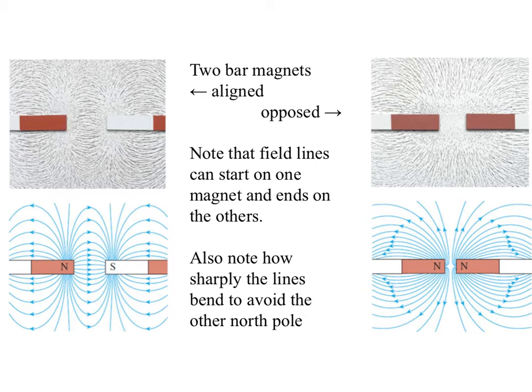Notice that the north lines can leave the North Pole and go back to their own South Pole, but they can actually also go from north to the other South Pole. Right? There's no reason why the field line has to enter and leave the same magnet.